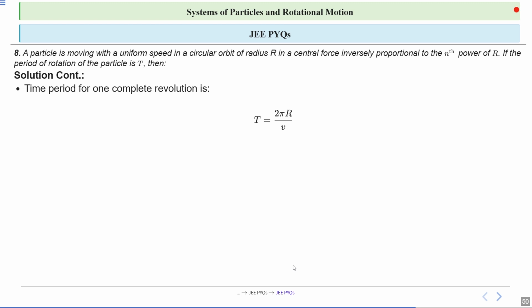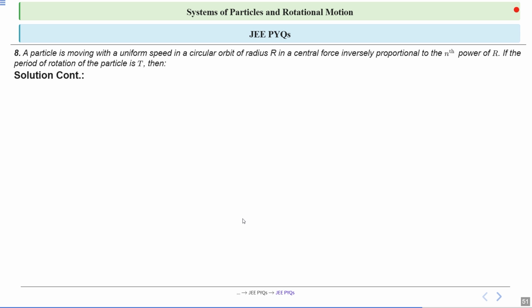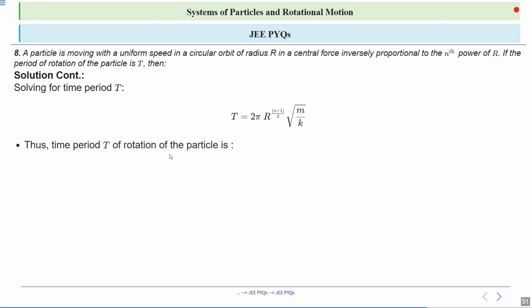The period of one complete revolution is 2 pi r divided by v. Just putting in the value, we get T equal to this. Simplifying the expression, T equals 2 pi r into r raised to the power n minus 1 divided by 2 into under root m by k. Solving for the time period, T equals 2 pi into r raised to the power n plus 1 divided by 2 into under root m by k. So the time period T of the rotation of the particle is directly proportional to r raised to the power n plus 1 divided by 2.